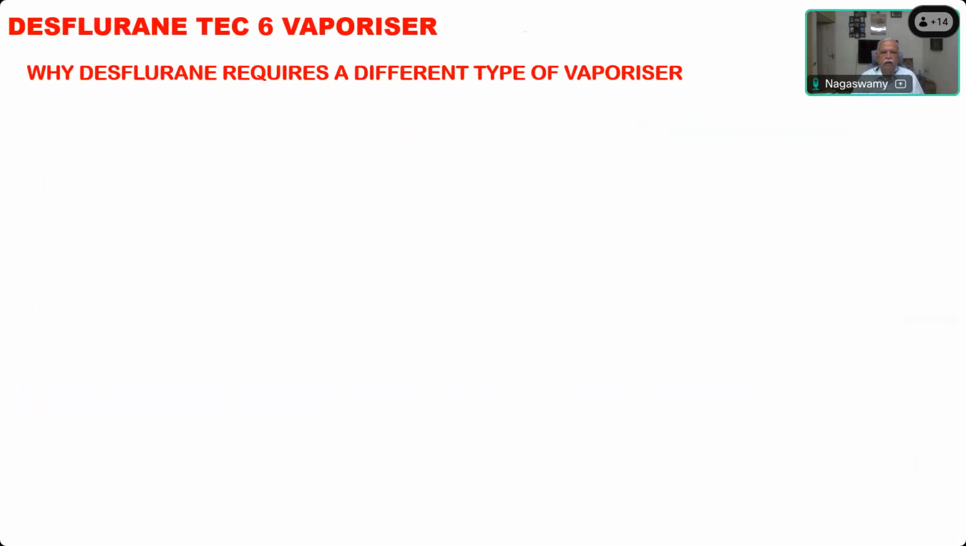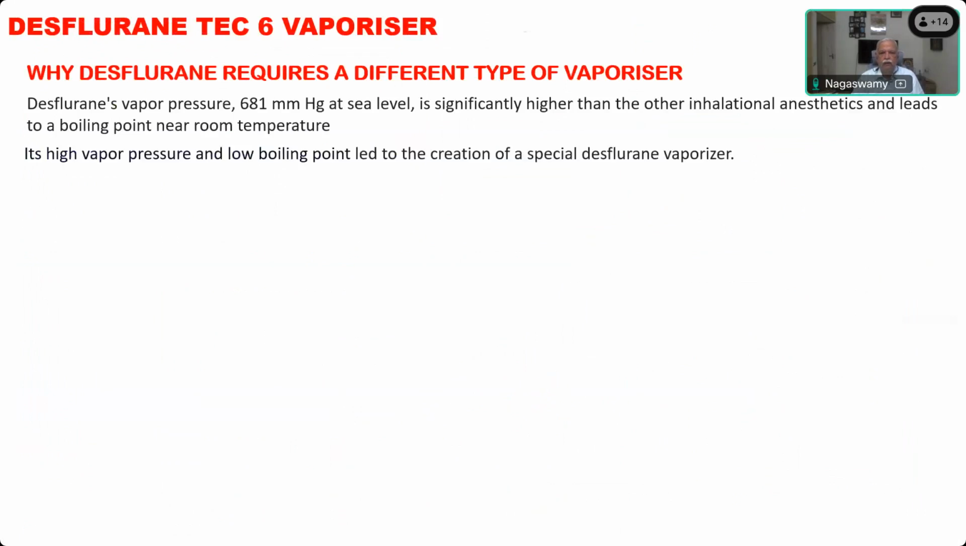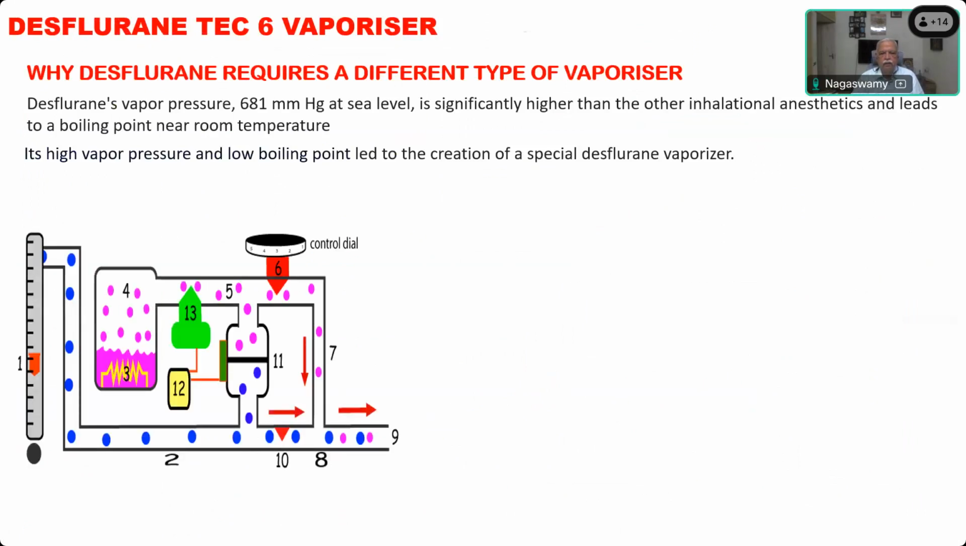And why we require this, of course, all of you know, desflurane vapor pressure is 681 millimeter at sea level, or 88.2 kPa, and it's significantly higher, and it has a low boiling point. And so these are all the features which all of you, I think, know.